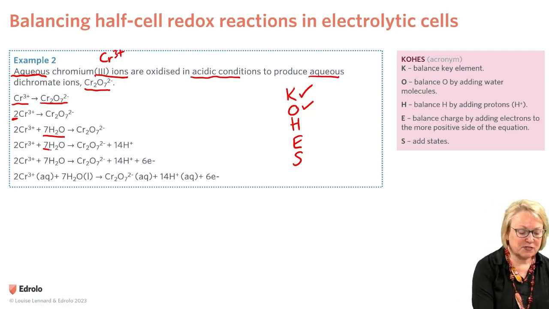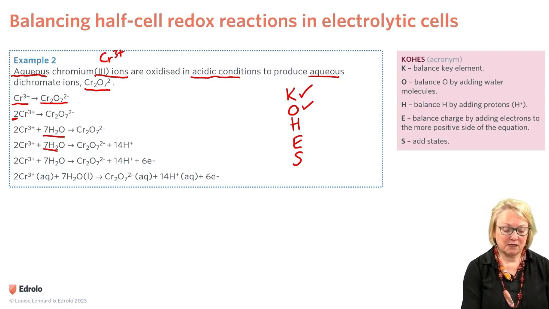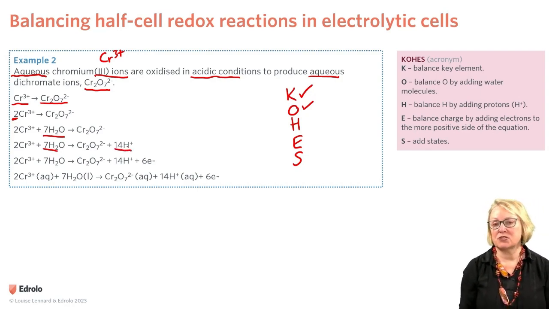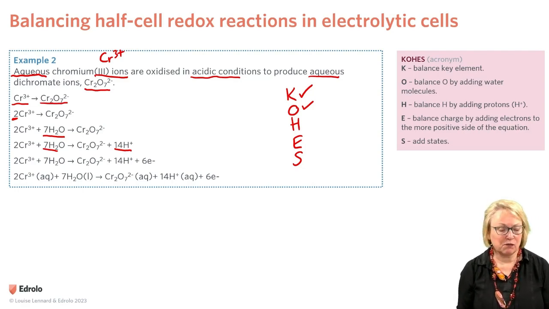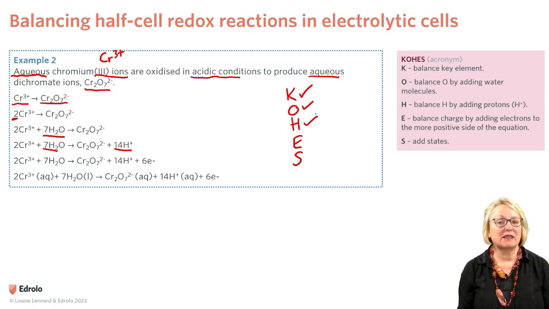We've got 7 times 2 is 14 hydrogens on the left side, so we need to add 14 protons to the right side, or 14 hydrogen ions. Now we've got the hydrogen done, we need to balance the charge.